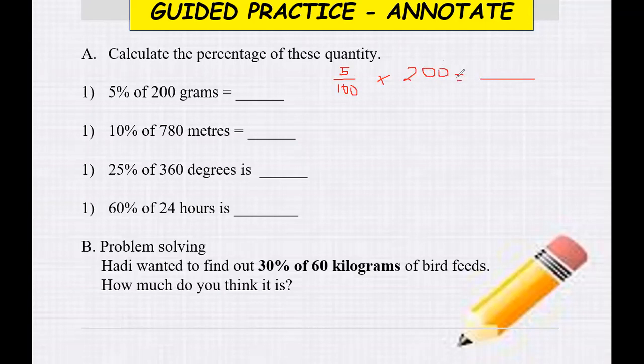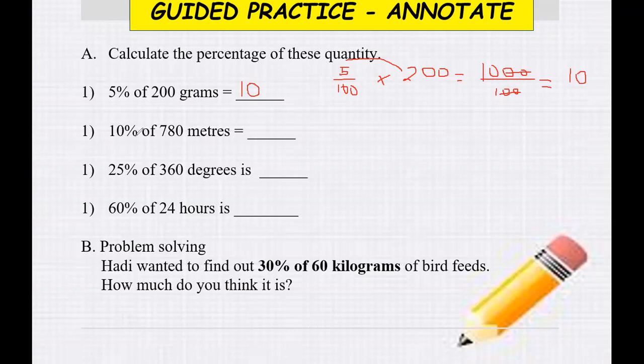Okay, so 5 times 2 is 10. And we have 2 more zeros here, 1 and 2, divided by 100. We have 2 zeros, so we will cut and then cut. So the answer is 10.